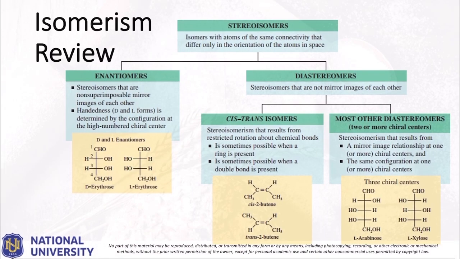So again, under the stereoisomers, we have enantiomers and diastereomers. Enantiomers, yung D or L, no, mirror images sila, non-superimposable mirror, merong handedness. While diastereomers are not mirror images of each other, and under it, meron tayong cis-trans isomers and yung epimers or most other diastereomers, no, with two or more chiral centers.